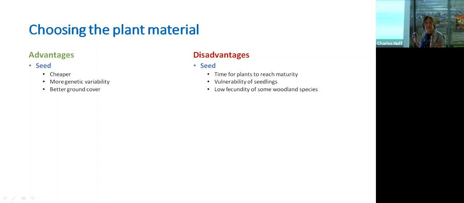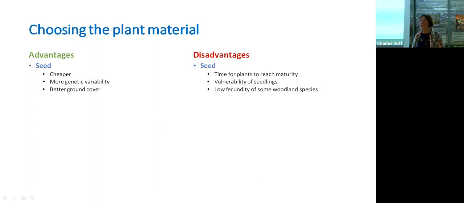If you just take a plant, or not just one, but if you have some plants, there's only one set of genetic variability there. You're choosing where you put them, and so you don't get such good cover.